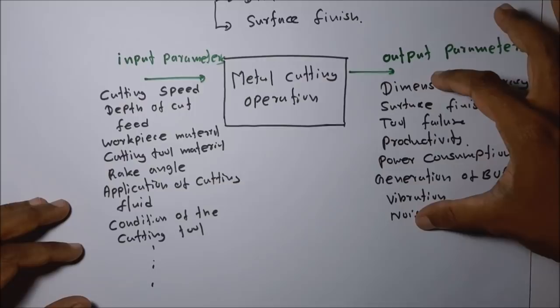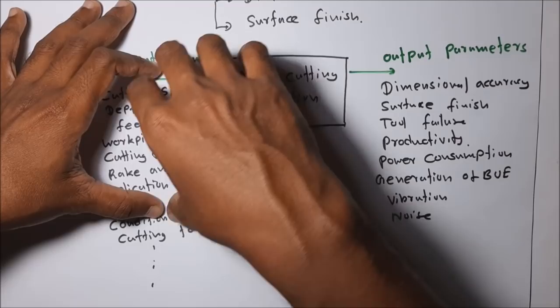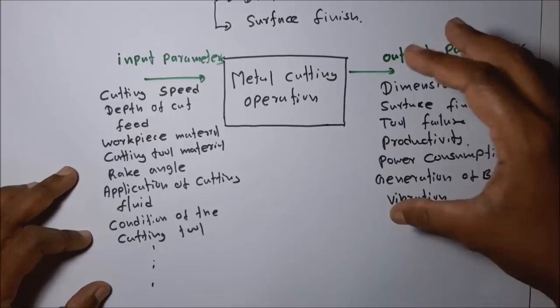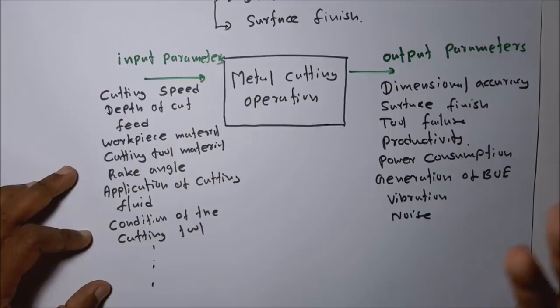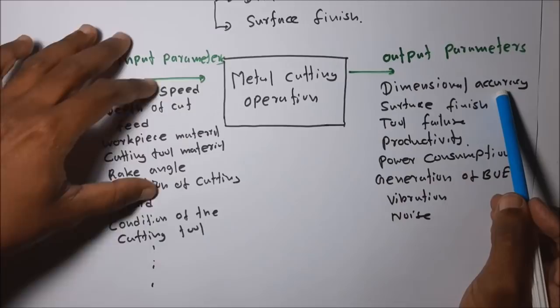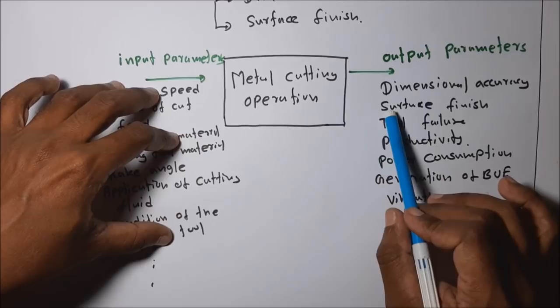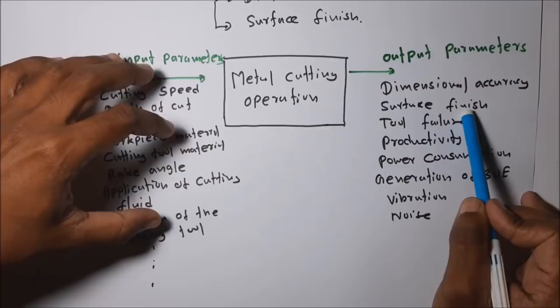These are called the dependent parameters, these are called the independent parameters. So that means what we are setting, what we are giving as input parameters, then we are getting the resultant output parameters. That means to get the better dimensional accuracy, we should be able to give proper input parameter values. If we are going to obtain the better surface finish, we have to control and manage the input parameters.